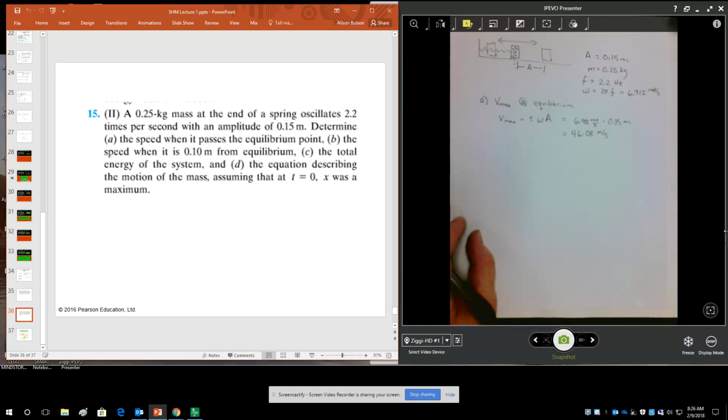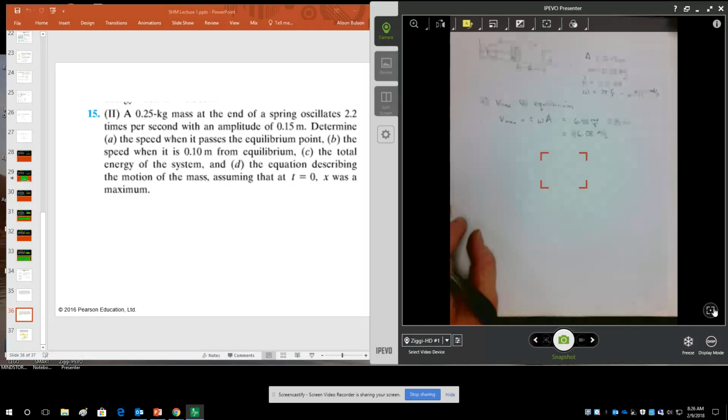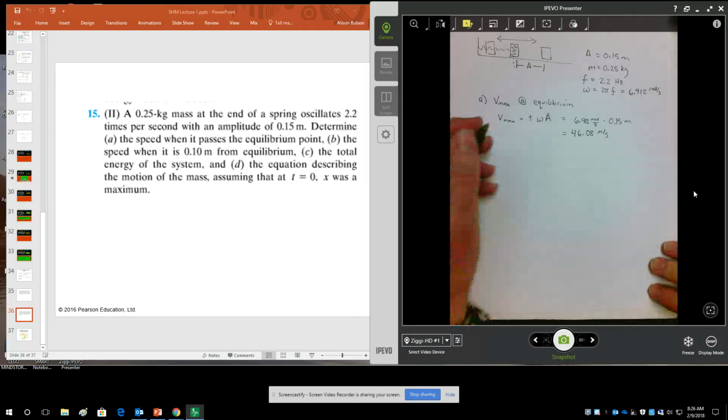See that this camera keeps getting out of focus. I'm not sure how to fix that.